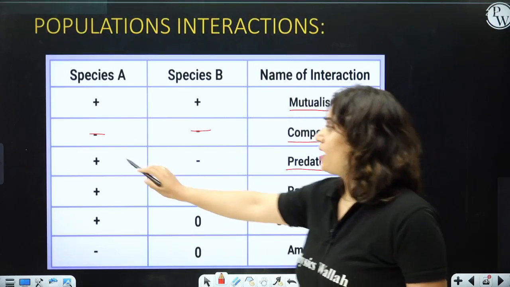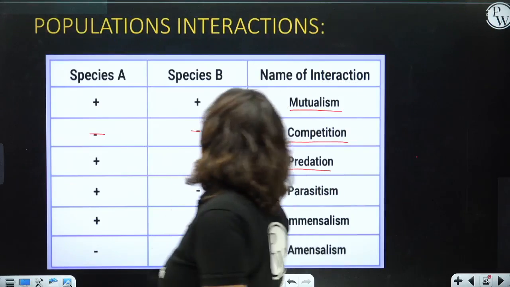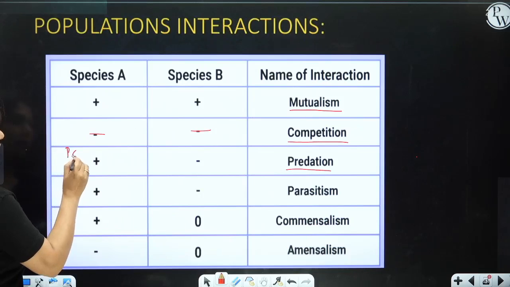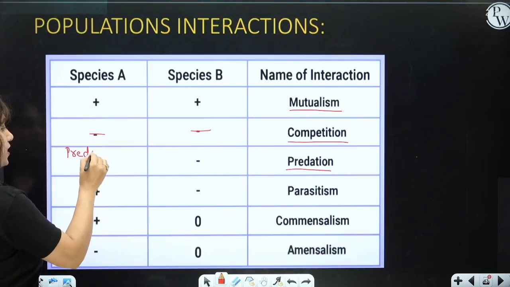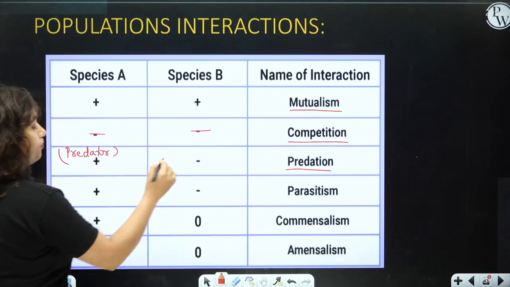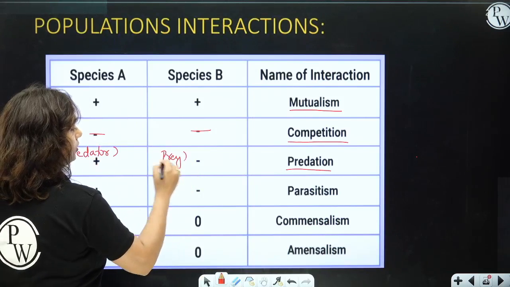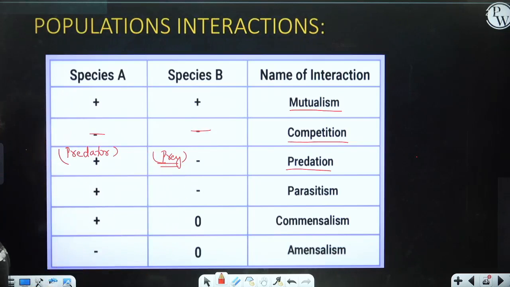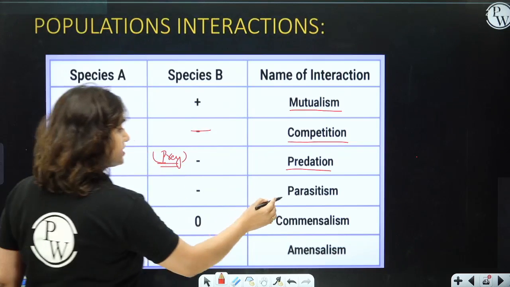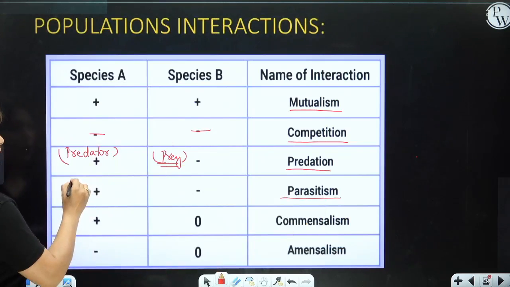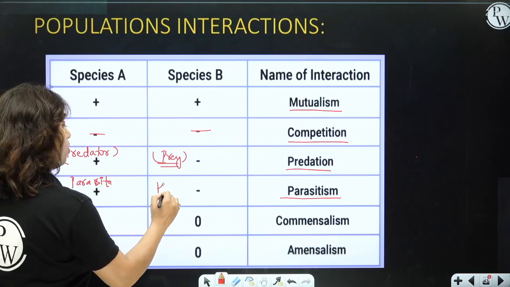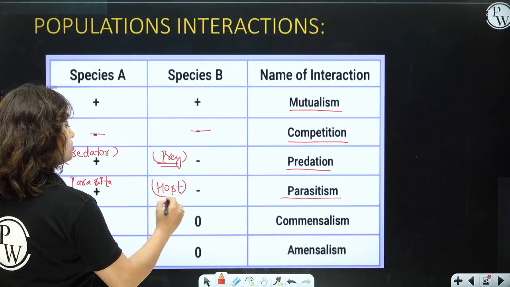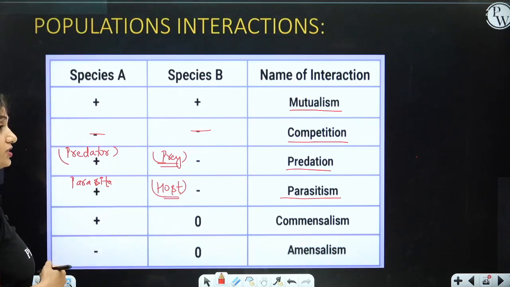Predation is a plus-minus relationship where the predator gets benefited and the prey dies during predation. Parasitism is also a plus-minus relationship, where the parasite gets the benefit and the host is on the victim side because it is providing resources to the parasite.